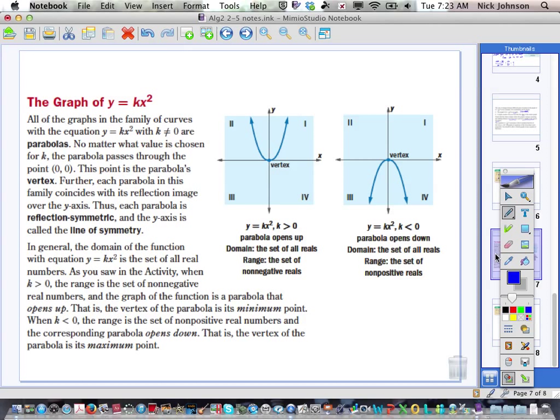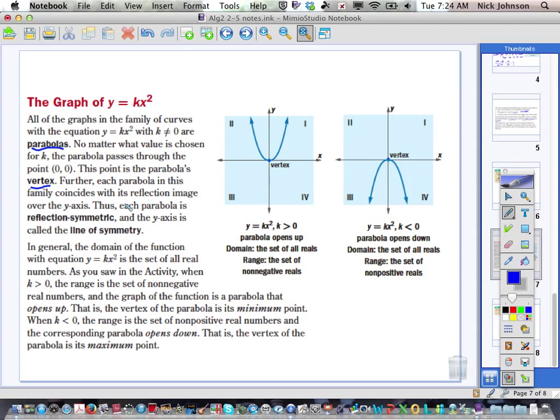The graph of y equals kx squared. This is important that you're going to want to write down. All the graphs in the family of curves with the equation y equals kx squared, with k not equal to 0, are parabolas. No matter what value is chosen for k, the parabola passes through the point 0, 0. This point is the parabola's vertex. Okay, we've talked about that before in Algebra 1. Vertex.